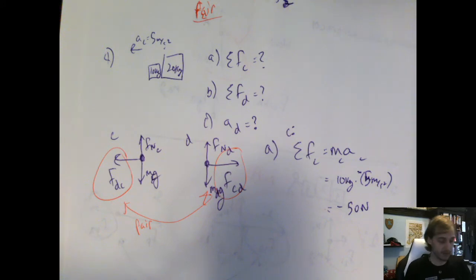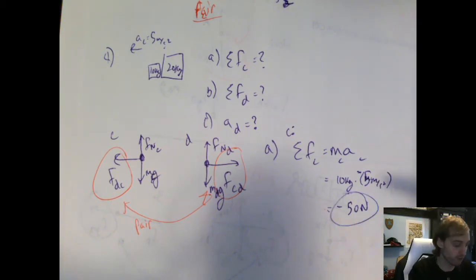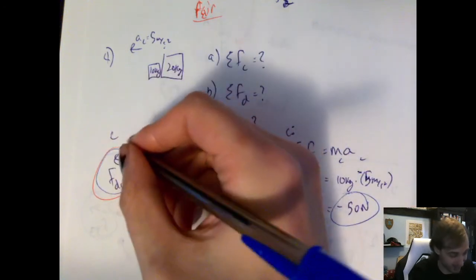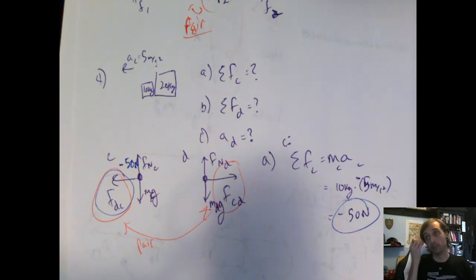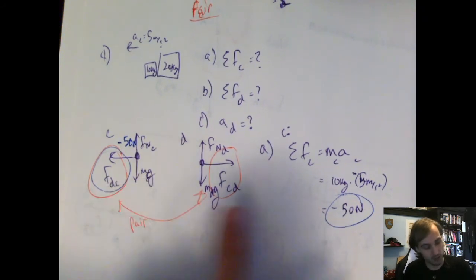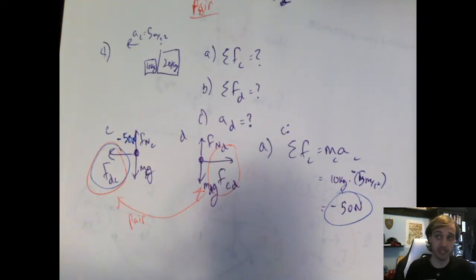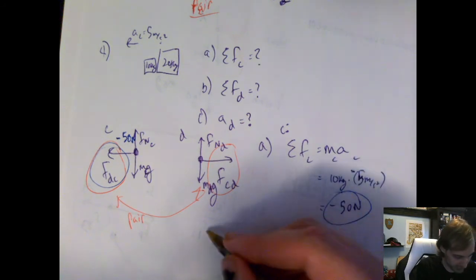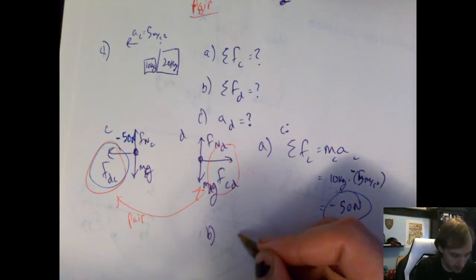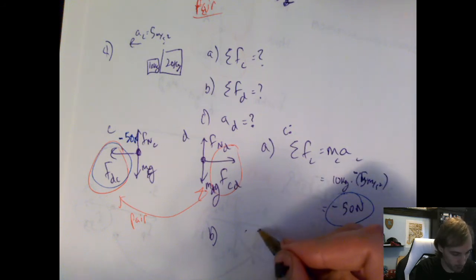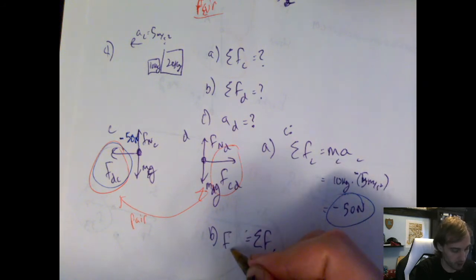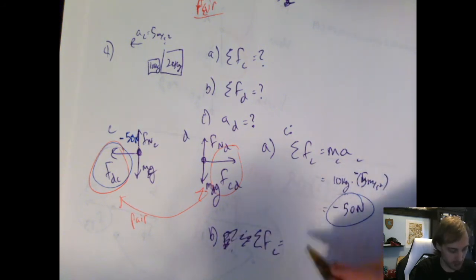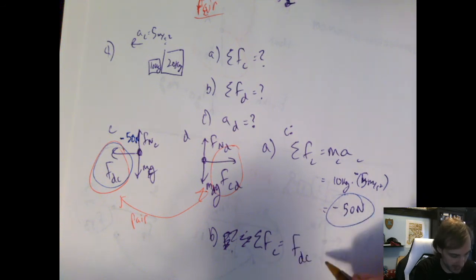If I come back to my diagram, hopefully you can see that the only force on the cat is the force of the dog on the cat. And so that means that this arrow has a size of 50 newtons because the net force is the only force in this case. That's interesting because that means that these two being paired have to be the exact same as each other. And this is going to get into how we do B. The net force on the cat is equal to the force of the dog on the cat.